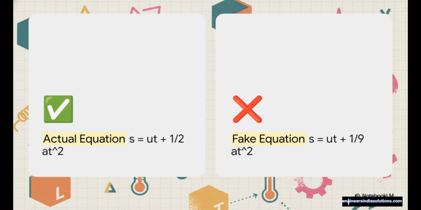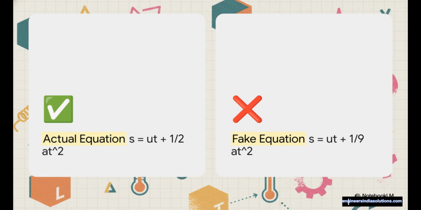But here's where things get a little tricky. Consider this ultimate false positive paradox. Take the actual correct second equation of motion that you all probably know by heart. S equals ut plus 1/2 at squared. Now compare that to a completely fake equation. S equals ut plus 1/9 at squared. Imagine a student who hasn't really studied just guesses that 1/9. Well, here is the problem.